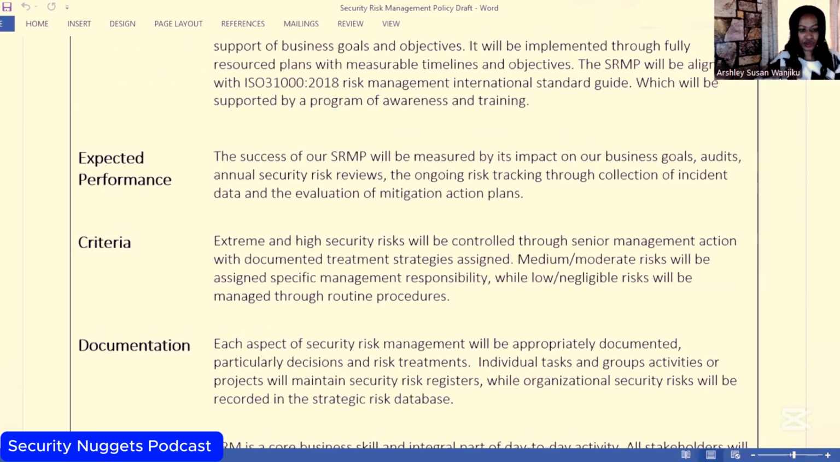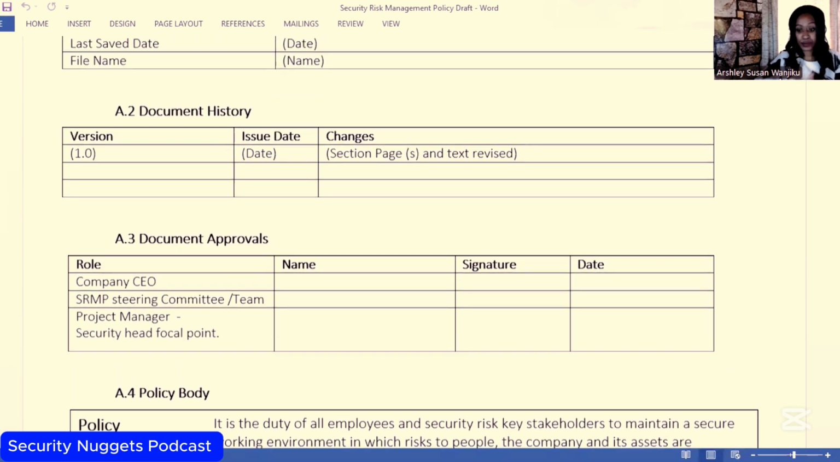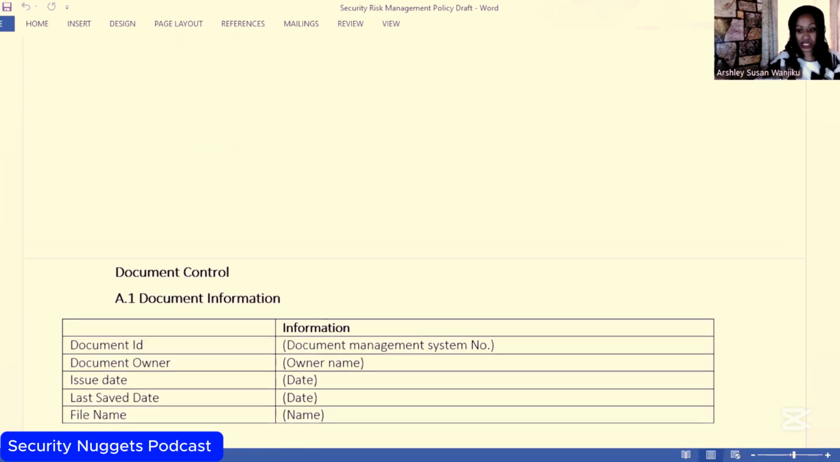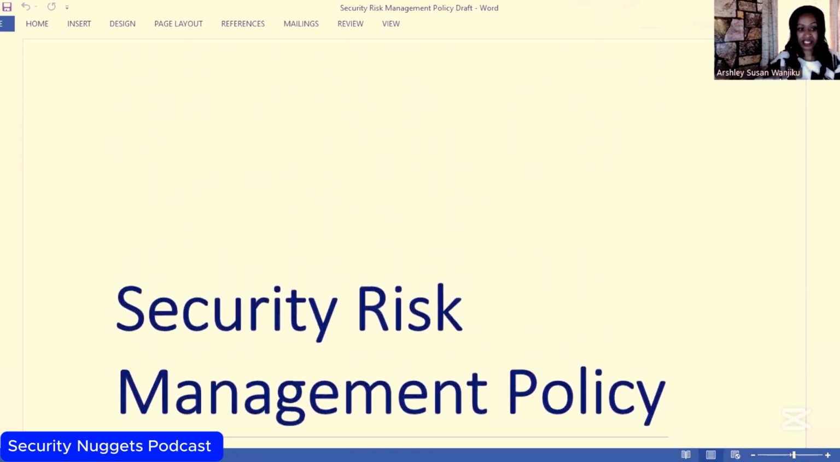So that's it. I wanted you to get a gist of what it is supposed to look like and the sections that it's supposed to incorporate so that you can be able to formulate yours if you don't have one in place. And if you have one in place that is missing some of those critical sections, you can include it, all right? Because as we stated before, the Security Risk Management Program policy, it's a living document. All policies, all security policies are living documents, okay? So they need to be continuously updated so that they can be more effective, all right?